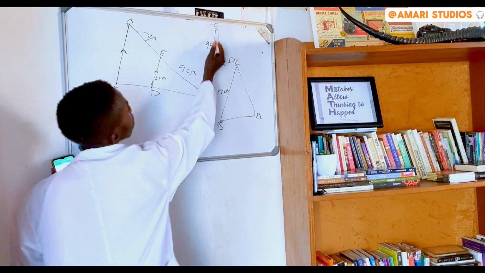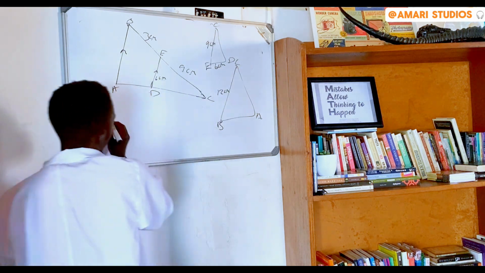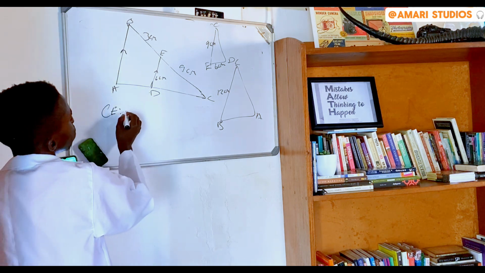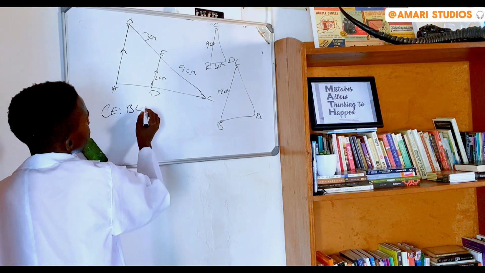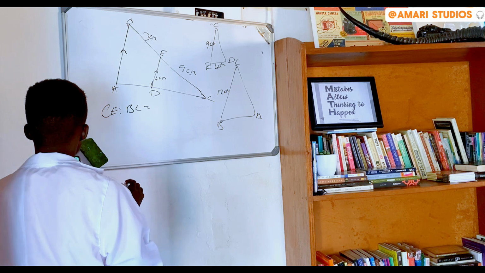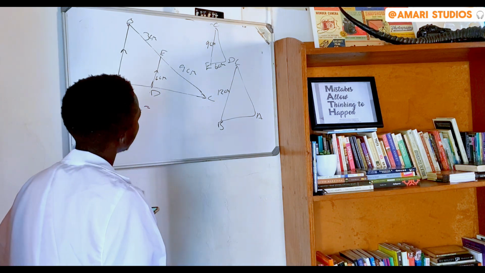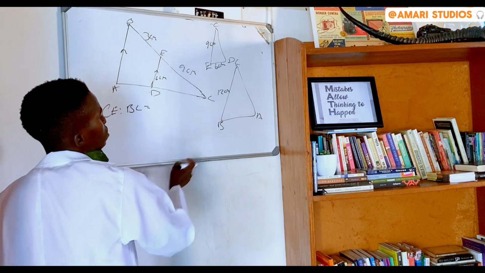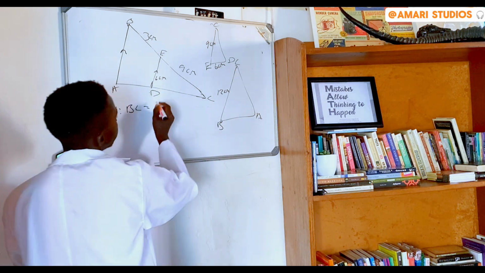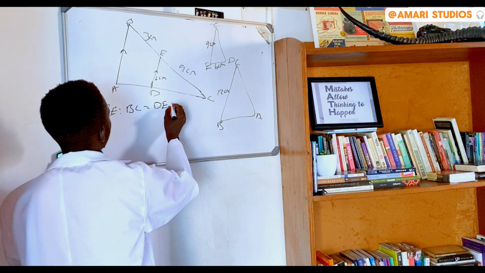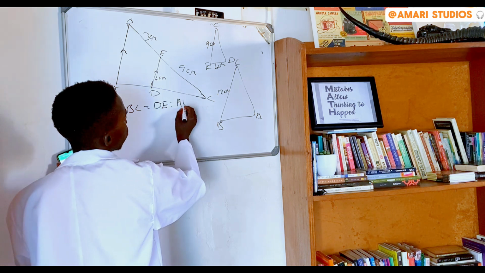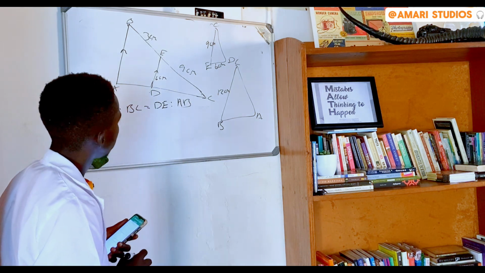We'll say CE will be compared to BC, and then the ratio that we want to find is actually DE. So for us to find the ratio DE, the first thing we're going to find is the value of BA. So now DE is actually being compared to AB, just like that.